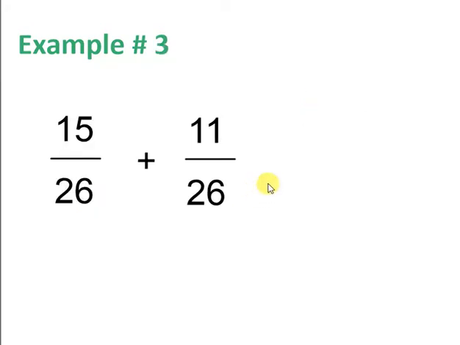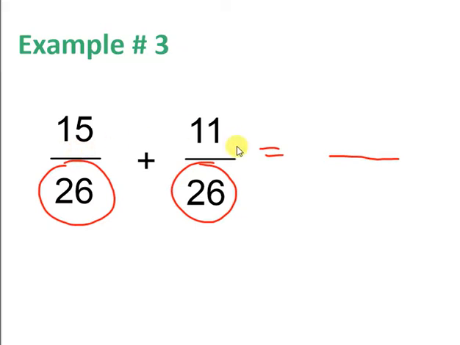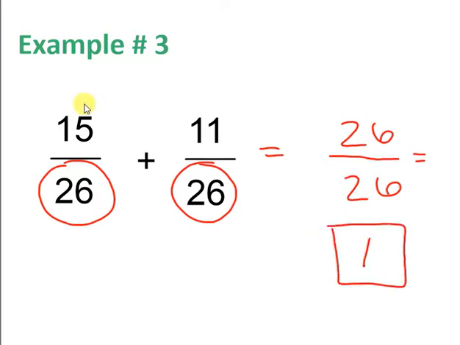All right, example 3. I have a denominator of 26. So I'm going to add the numerators. So 15 plus 11 is 26. I'm going to bring the denominator over, 26, and 26 over 26 is going to be 1 whole. And so our answer is 1.